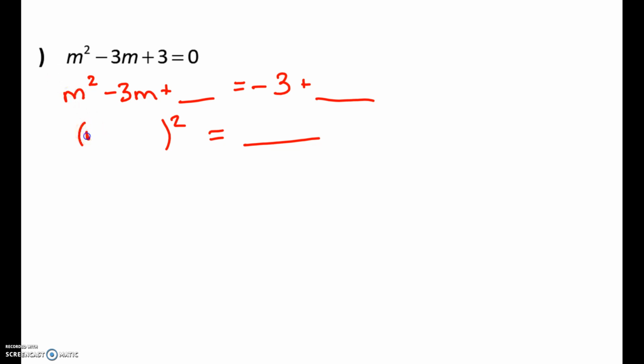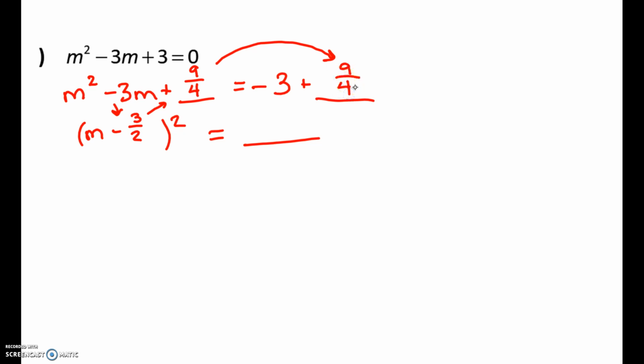Well, we start off, we do m. I take half of this term, which is minus 3 over 2. Keep it in fractions, guys. It'll make your life easier. Then square it to fill this blank. That becomes positive 9 over 4. And whatever I put here, I have to also put over here to balance my equation.